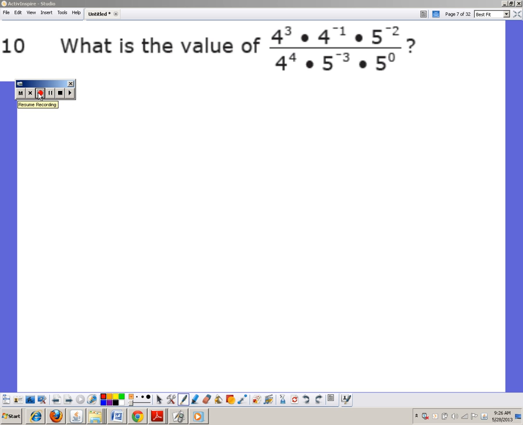Number 10, what is the value of 4 to the third times 4 to the negative 1 times 5 to the negative 2 over 4 to the fourth times 5 to the negative third times 5 to the 0. First step you've got to deal with is your negative exponents. Remember, the exponent is negative, that means move the base. So if it's on top, we move it to the bottom. If it's on bottom, we move it to the top.